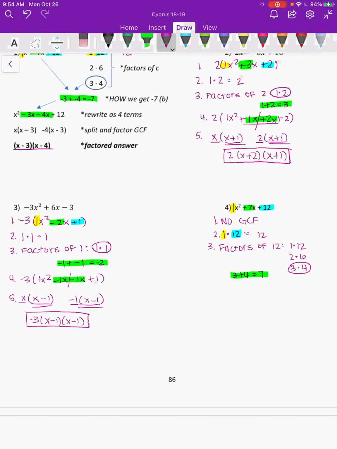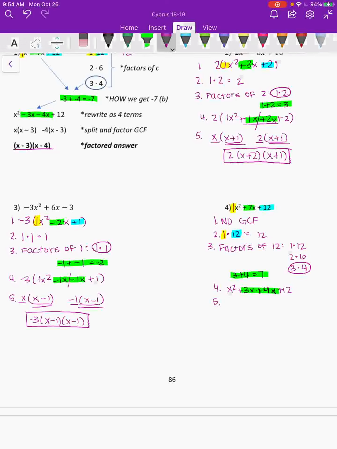So that moves on to step 4. Rewrite our trinomial. So we have x squared out front, but instead of putting plus 7x in the middle, I'm going to put plus 3x and plus 4x. And then at the end, we still have plus 12. So you can see I replaced 7 with 3 and 4.